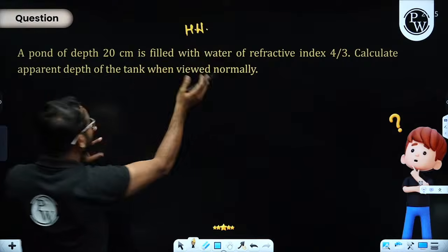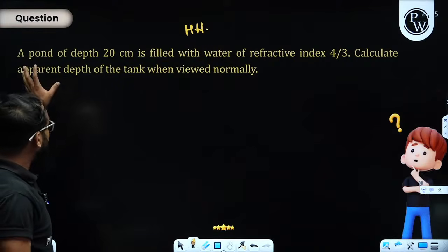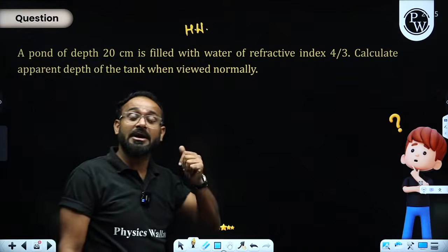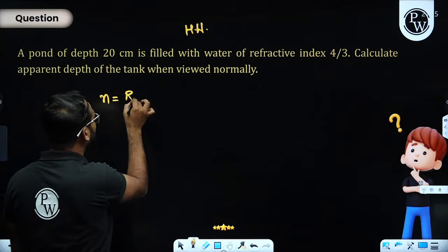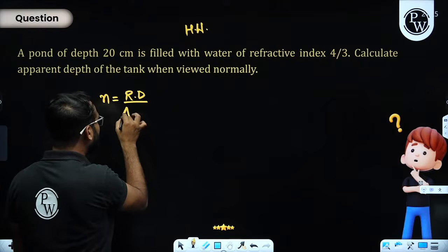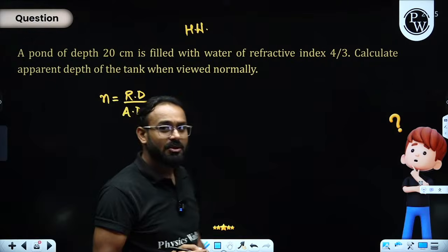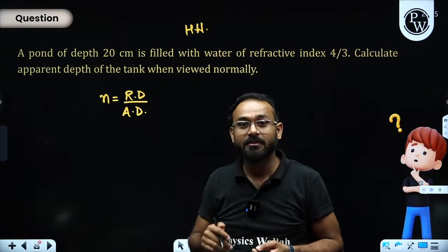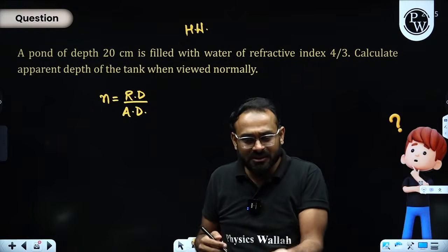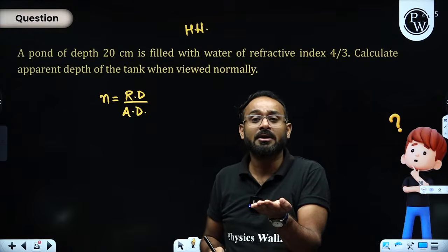But this is not related to the apparent depth. Now, for apparent depth, there is one formula: refractive index equals real depth divided by apparent depth. What is apparent depth? Apparent depth is the depth that you observe from the top. I gave you the example, the surface appears to be higher.